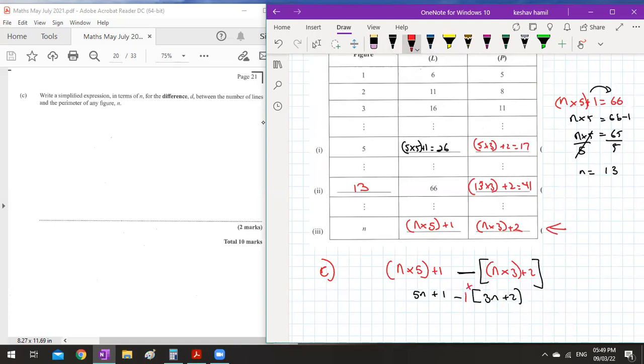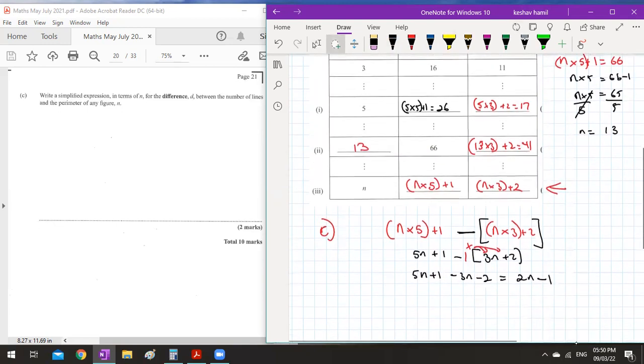To remove the brackets, you multiply -1 by each term in the bracket. So we have 5n plus 1, -3n, -1 by 3n is -3, -1 by +2 is -2. Now we're going to simplify this. What is 5n take away 3n? 2n. What is +1 take away 2? Subtract and keep the sign of the larger number. 2 take away 1 is 1. So this here is the function that we're looking for: 2n minus 1. That will give you the difference between the number of lines and the perimeter.